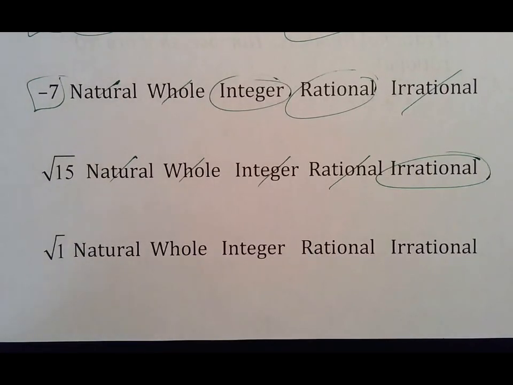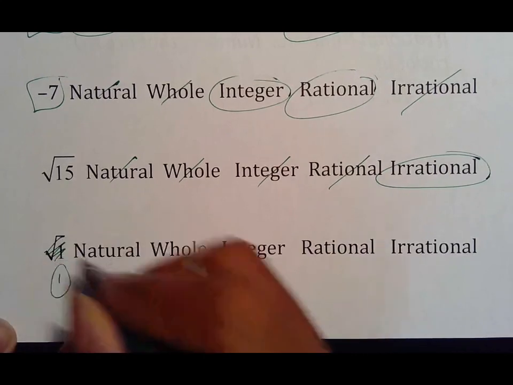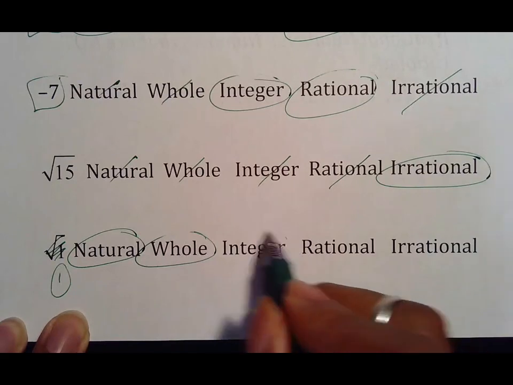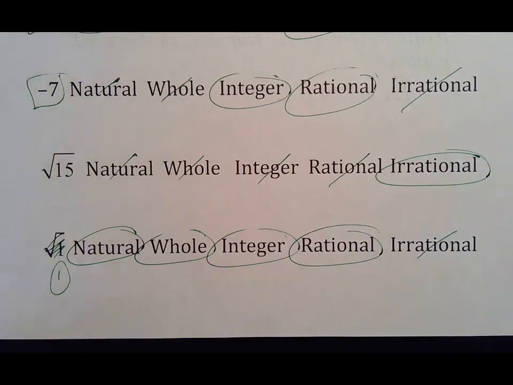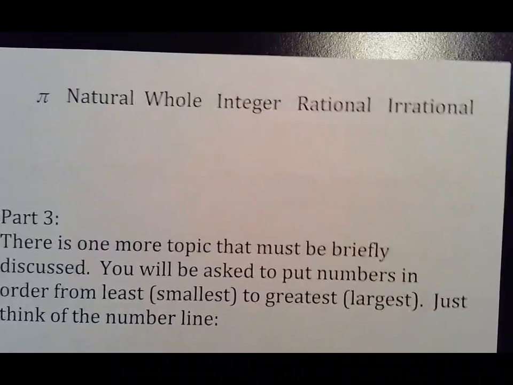Square root of 1. Is there a number that multiplies by itself to be 1? Yes, that number is 1, which means the first thing you probably want to do is simplify it. That means it's natural, it is a whole number, it is an integer, it is a rational number, it is not an irrational number. Okay? So again, that is the process that you are going to use when you think about this stuff.